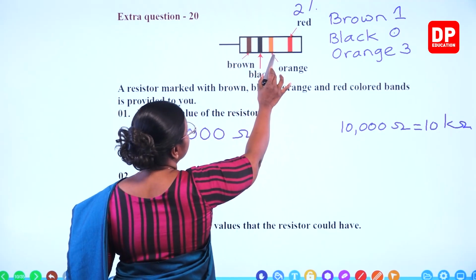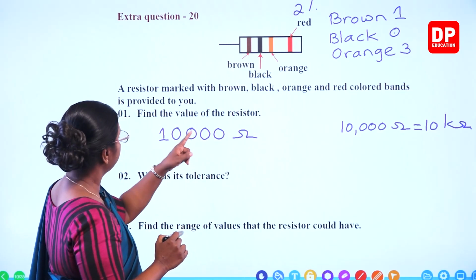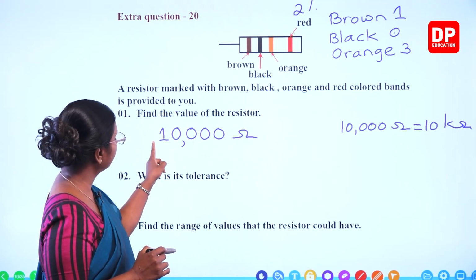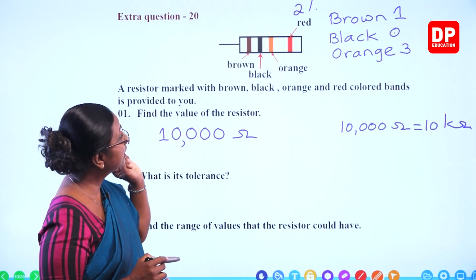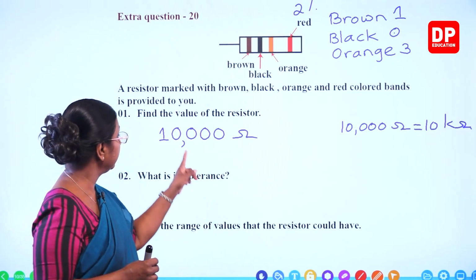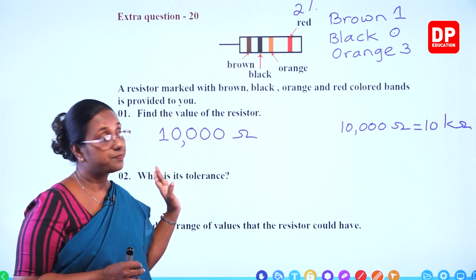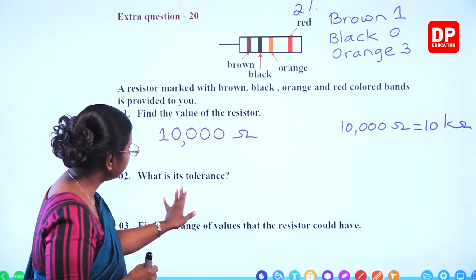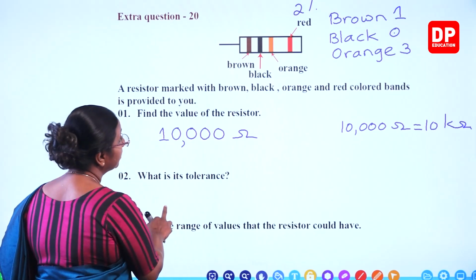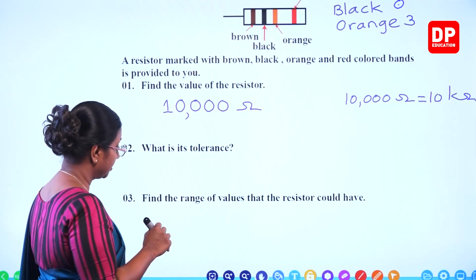The first two colors you write the value directly. Brown has a value of number is 1, black 0, so 1, 0. But the third one, orange, the value is 3. Accordingly, we write 3 zeros. So 10,000 ohms. Then, what is its tolerance? So here, if you are to calculate tolerance is 2% because the color is red, 2% tolerance.